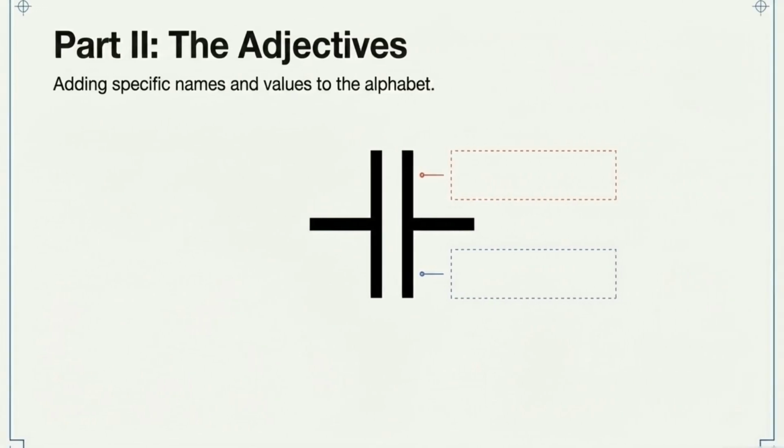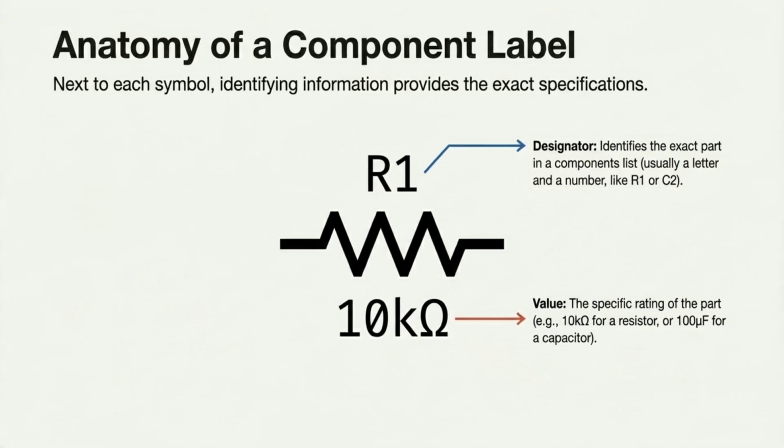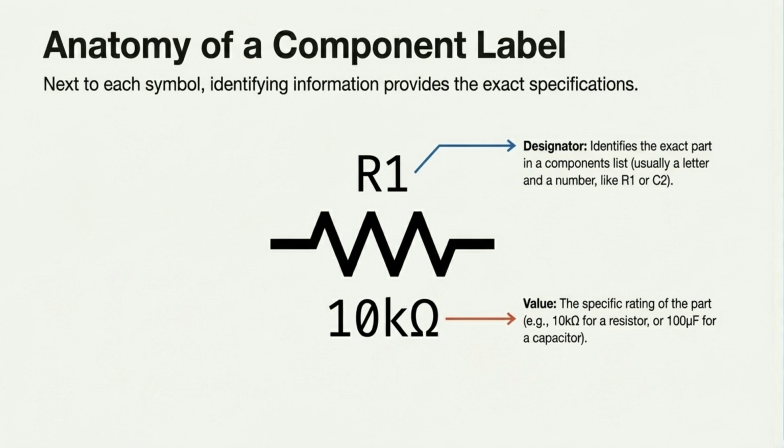Part 2 is the adjectives, adding specific names and values to the alphabet. The anatomy of a component label includes the designator, which identifies the exact part in a component's list. It also includes the value, which is the specific rating of the part, such as resistance or capacitance.